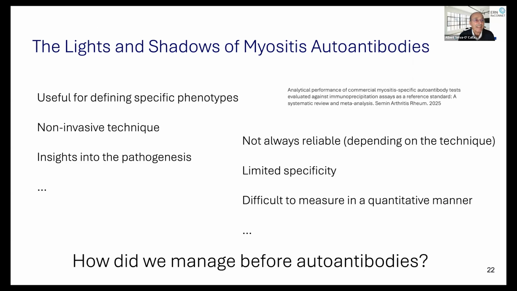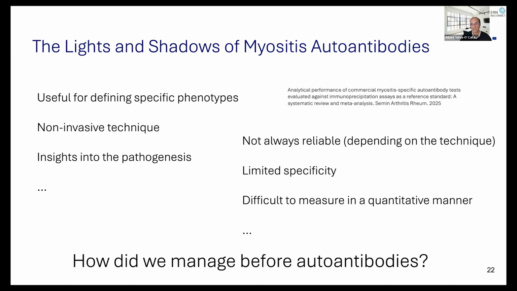So summarizing the lights and shadows of myositis autoantibodies, we can say that, as we have said before, they are useful for defining specific phenotypes, and that helps a lot the clinicians. They're non-invasive techniques, it's just to draw the blood, and maybe they help to know about the pathogenesis. There are some insights into the pathogenesis. There are the lights, but not everything is nice. We have some problems with the antibodies.